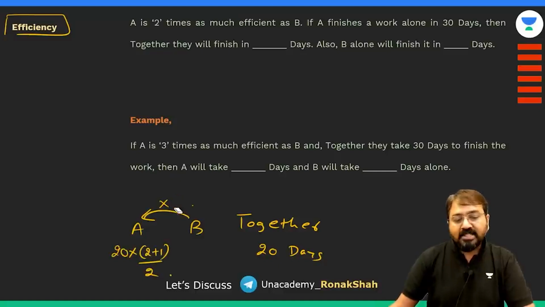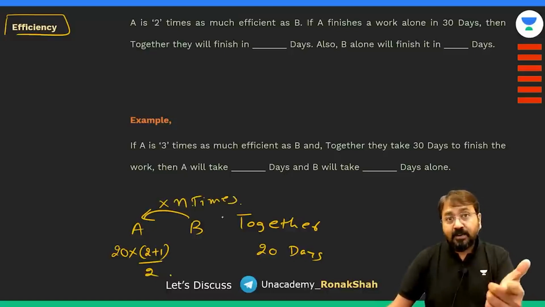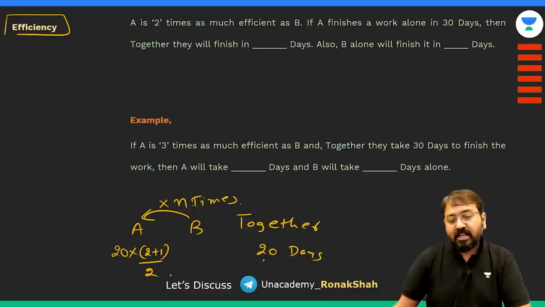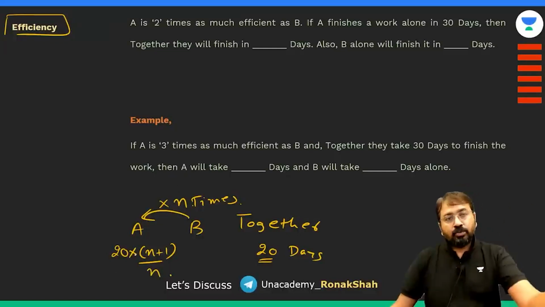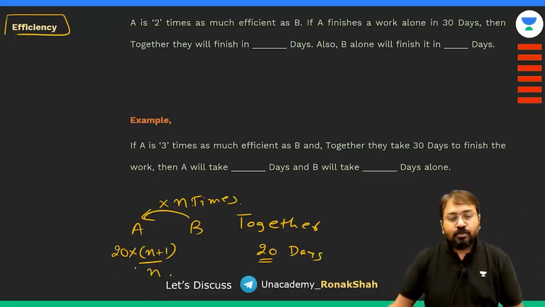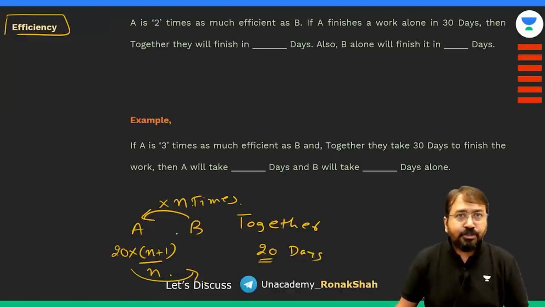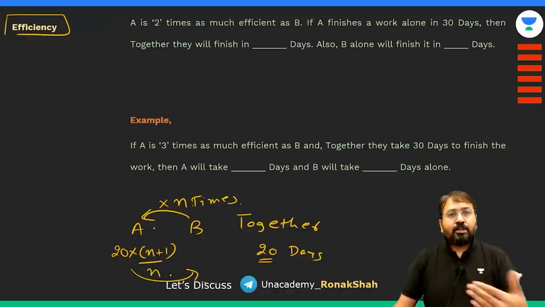If I want to generalize this, then if you are given this information that A is n times as efficient as B, that means A is faster, and together if they are taking say 20 days, then A, the faster one, will take 20 into n plus 1 by n days to complete the work. In our case, if it is 2 times, then we'll say 20 into 3 by 2, that is 30 days. And of course, if A is twice as fast as B, so B is half as efficient as A, so B will take double the time, and you can quickly solve.